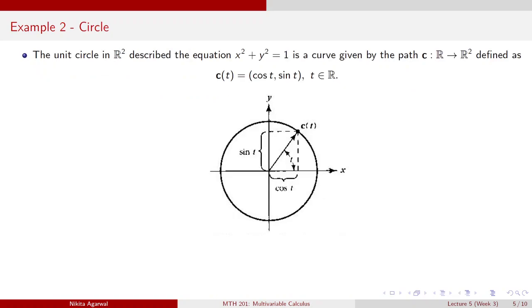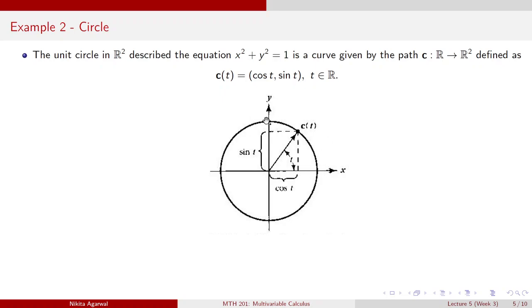Okay, let us look at another example, which is the unit circle in R2. So this is a curve in R2. The previous one was a curve in R3. A unit circle in R2 is described by this equation. I will not get into this. You know that this is the equation which gives you a circle, which is shown in this picture.